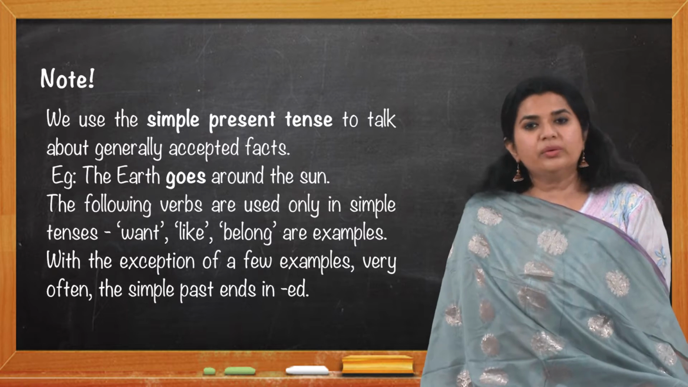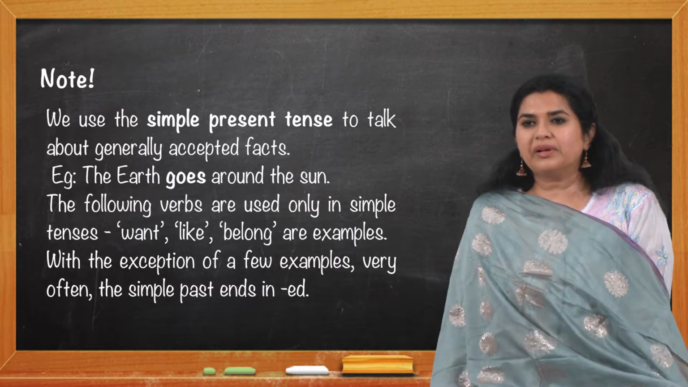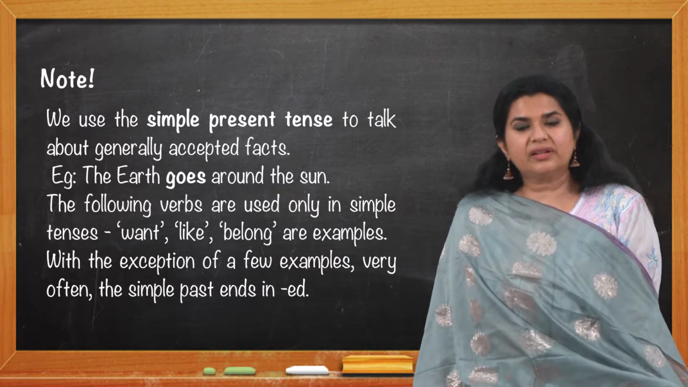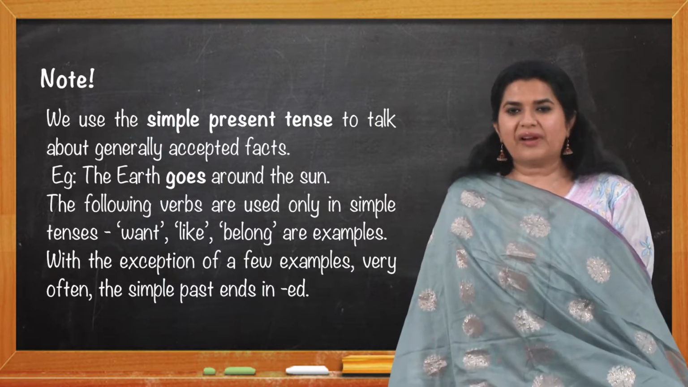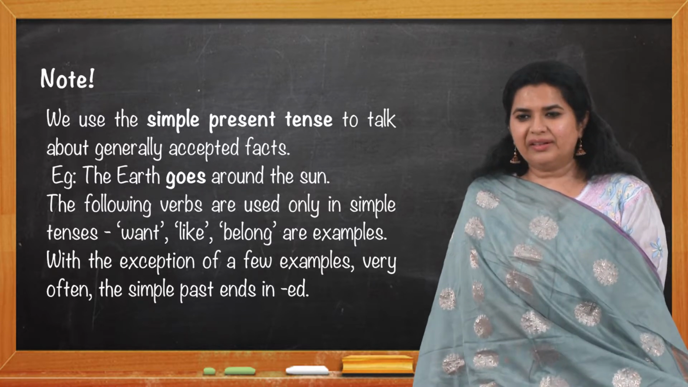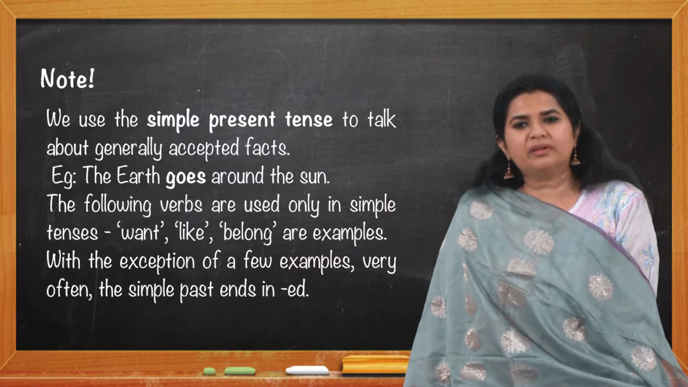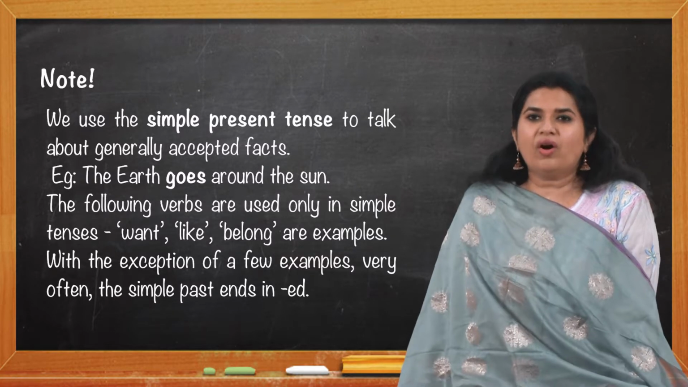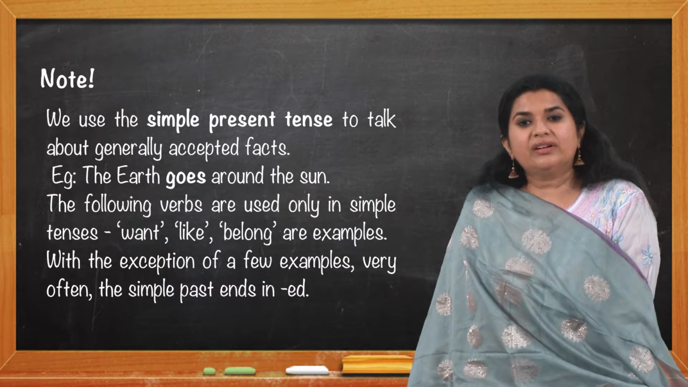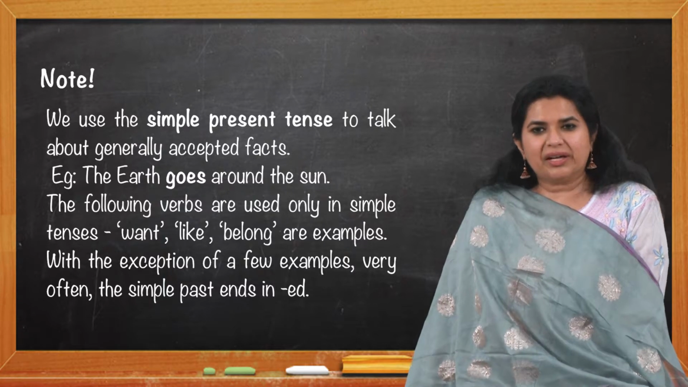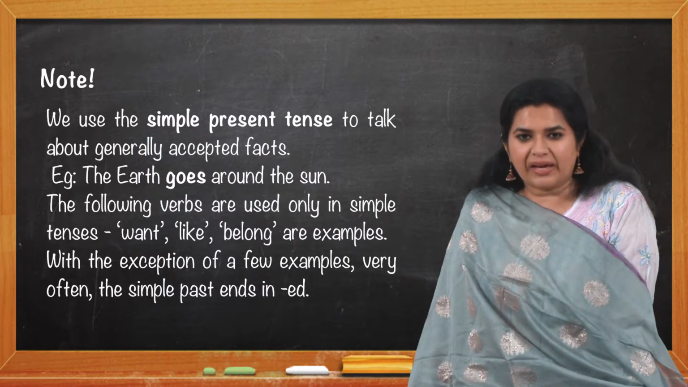Now, note, we use the simple present tense to talk about generally accepted facts. Example, the earth goes round the sun, the earth is round, this room is flat, okay? I mean at least the floor of this room is flat. So, this is an accepted fact. It is very hot today, or rather let us say Chennai is very hot all the time, all the year round. So, this is a generally accepted fact.